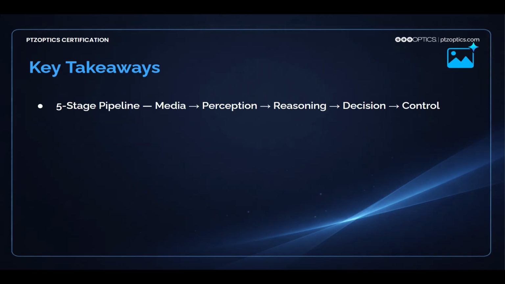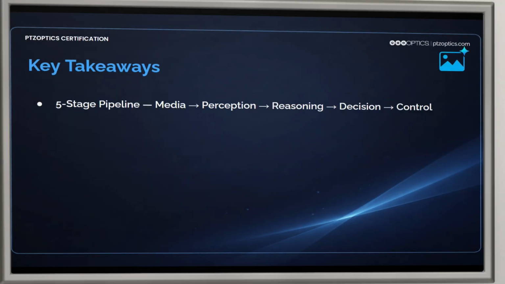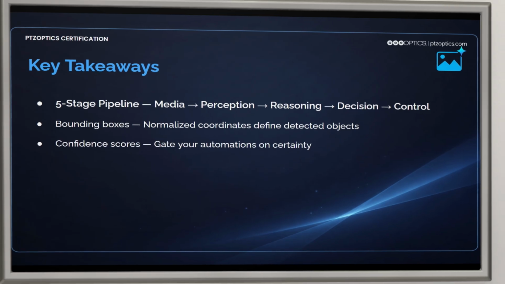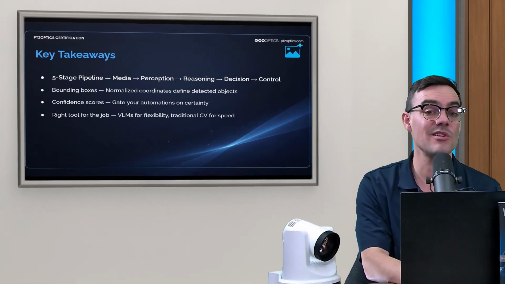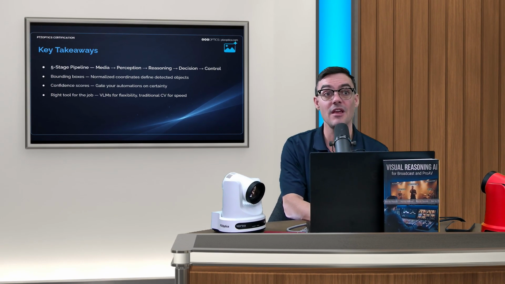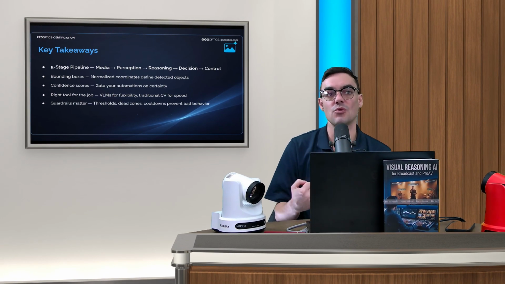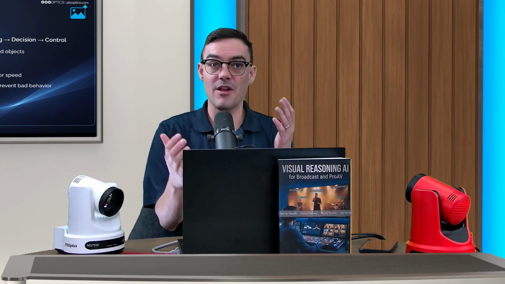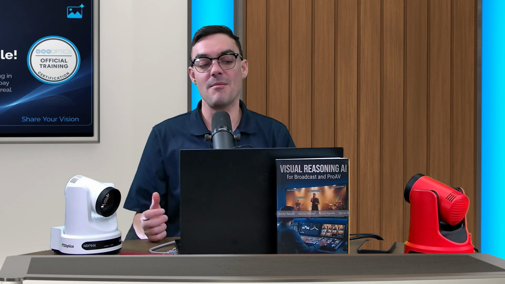Let's talk about the key takeaways here. So this 5-stage pipeline is where we're kind of living here, getting media, audio and video into the reasoning system, making decisions and controlling things. We drew bounding boxes, which returned to us normalized coordinates and defined detection areas. We got confidence scores back, which allows us to really trigger our automations properly. And we learned about choosing the right tool for the job. And we put some guardrails in, right? That's what that dead zone was in the middle, right? And we're preventing bad behavior by doing so.